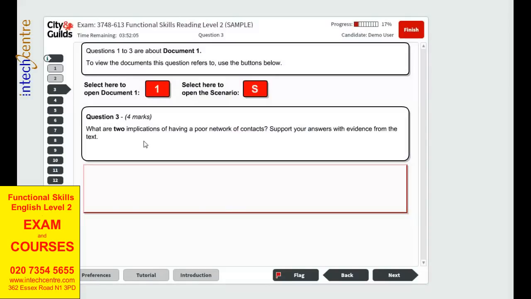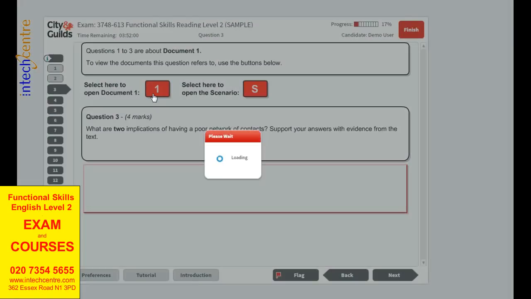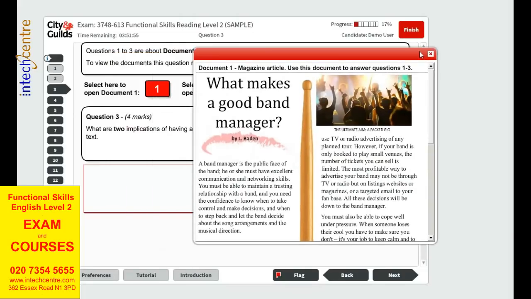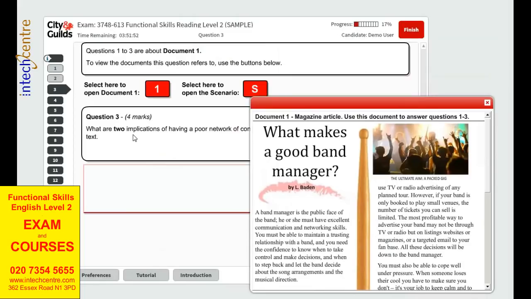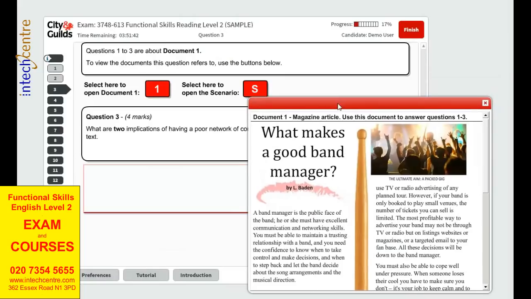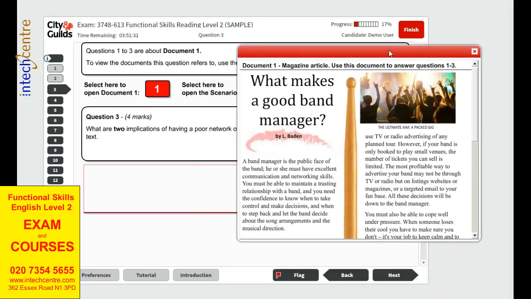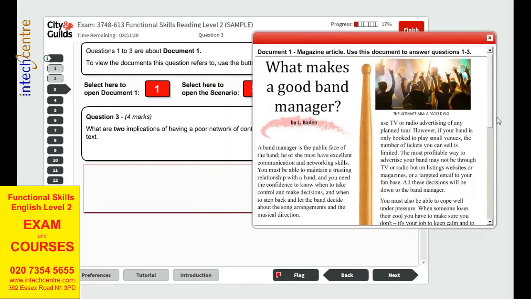What are the 2 implications of having a poor network of contacts? Support your answers with evidence from the text. Okay, so implications. What are implications? Implications means the conclusion that can be drawn from something, although it's not explicitly stated. So you must be looking for ambiguous sentences where you're able to derive a meaning from. So the key phrase in this question is poor network of contacts. So you need to find where they are speaking about a network of contacts and what the implication could mean of having a poor network.